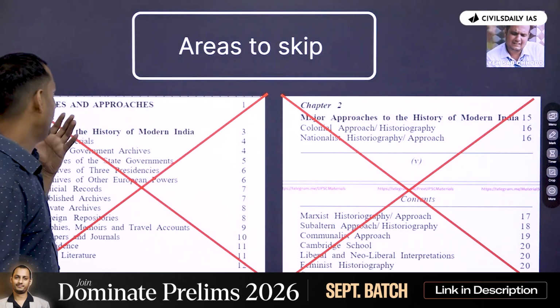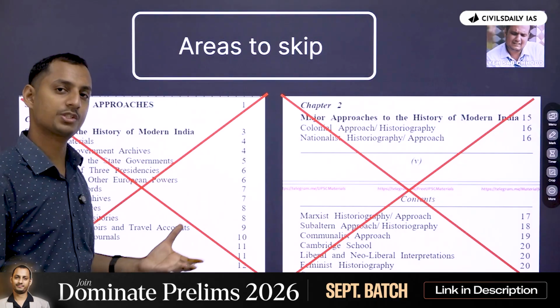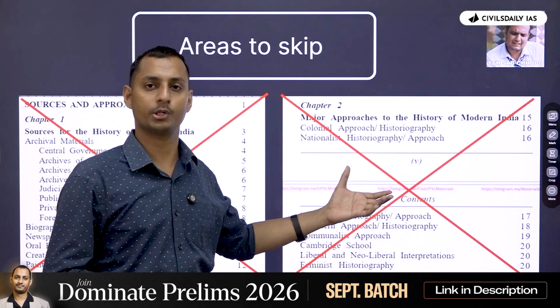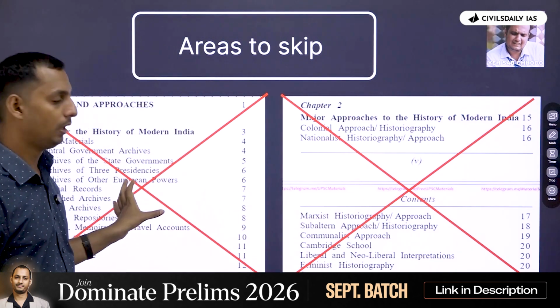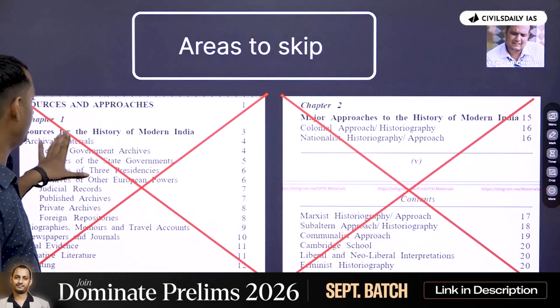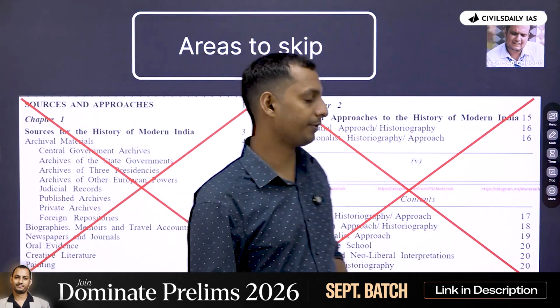So here, this is more for a UPSC optional person. In case of history optional, I'm from a history optional background. So there we have to study historiography and the sources and different things. So this is for the optional people. For the people who are not in history optional, you don't need to read the same. So first of all, skip the sources, approaches, and chapter 2, Major Approaches to History as well.